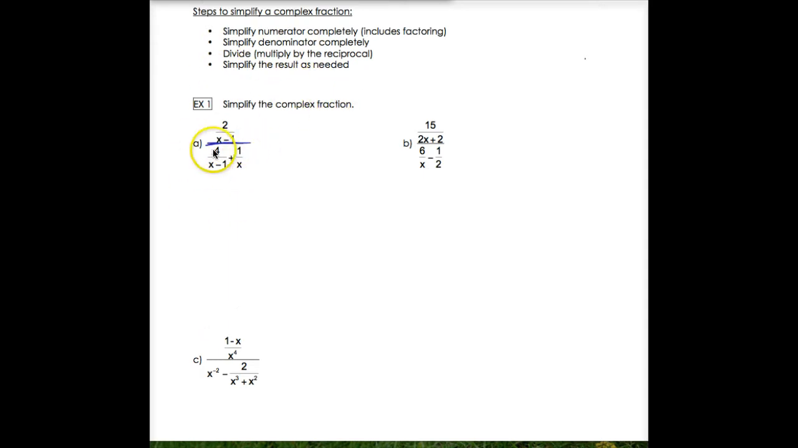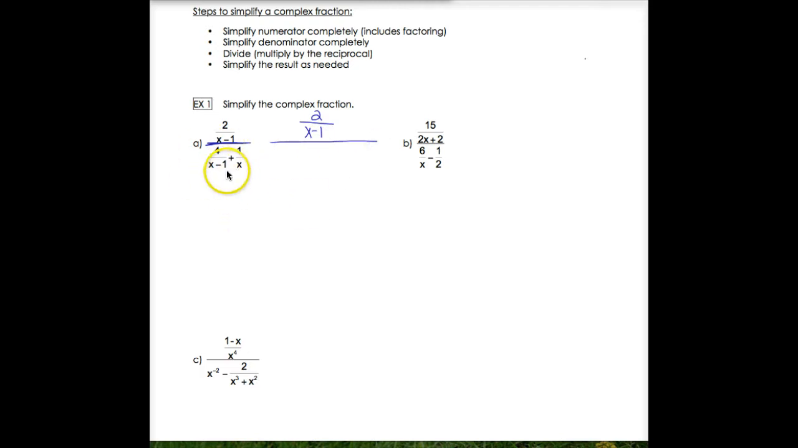All right, so let's look at the first one. 2 over x minus 1 divided by 4 over x minus 1 plus 1 over x. So I'm going to simplify the numerator completely. Well, there is no factoring to be done. There's really nothing I can do. That is in simplest form. 2 over x minus 1 is as much as I can do with that numerator. So that gets to stay.